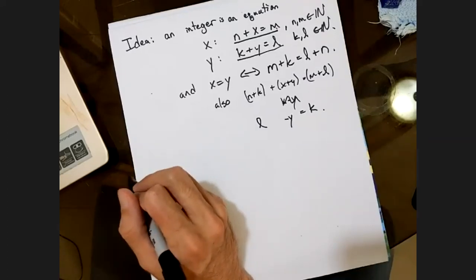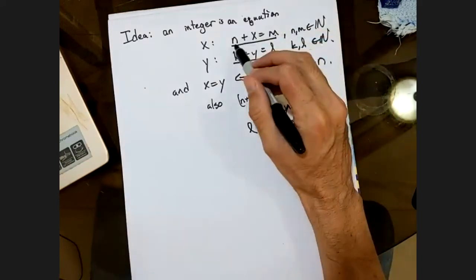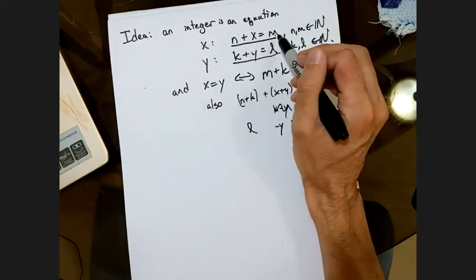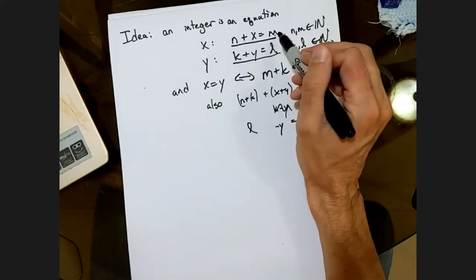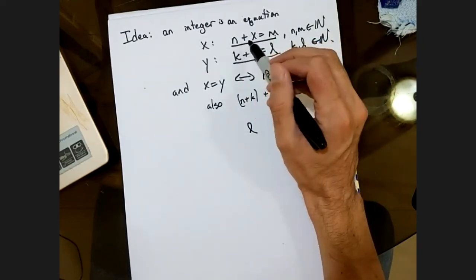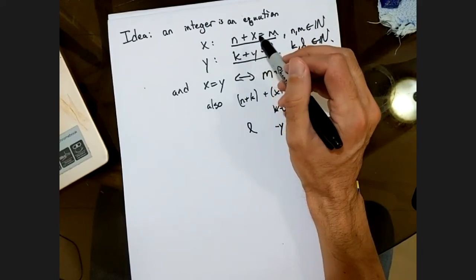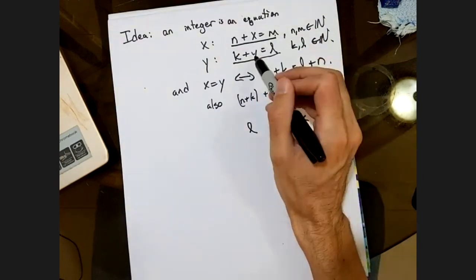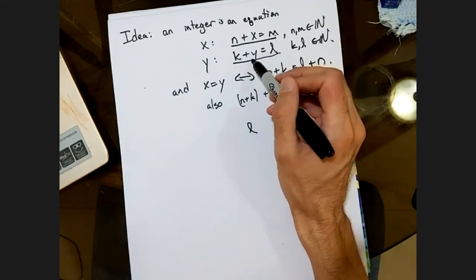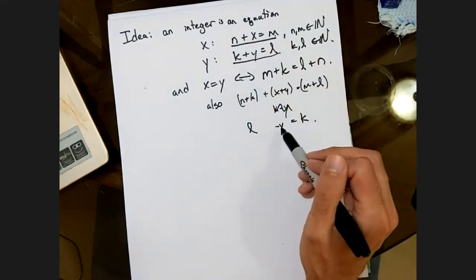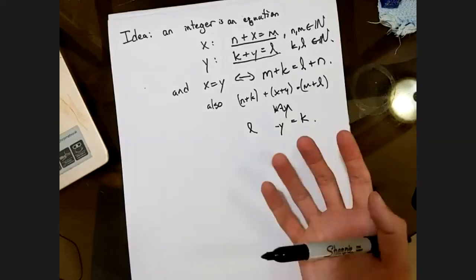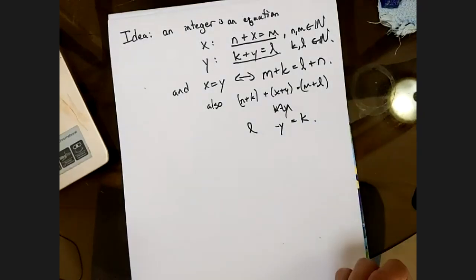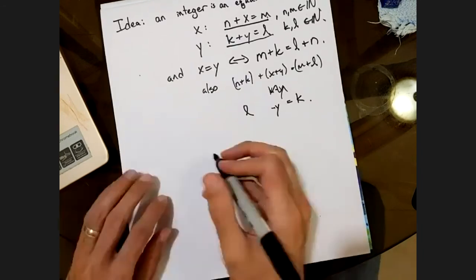So really integers are ordered pairs of natural numbers, one natural number subtract another natural number. That's what an integer should be. So if k plus y equals L, then negative y should be L plus negative y equals k. We switch the L and the k to get the negative.